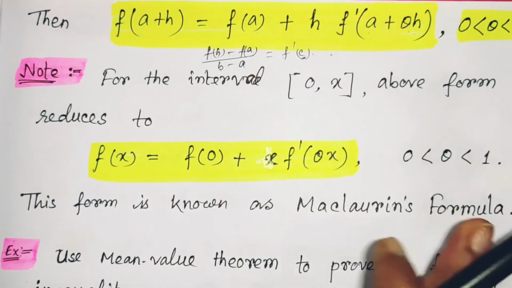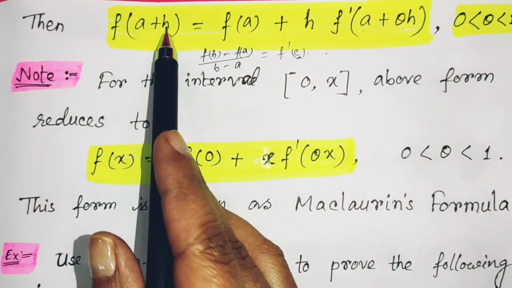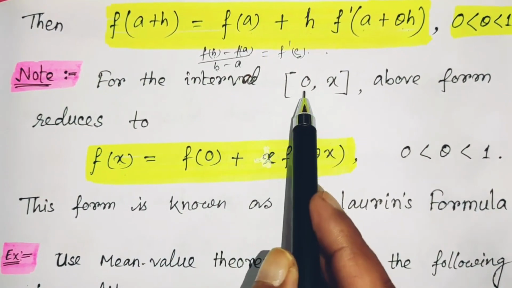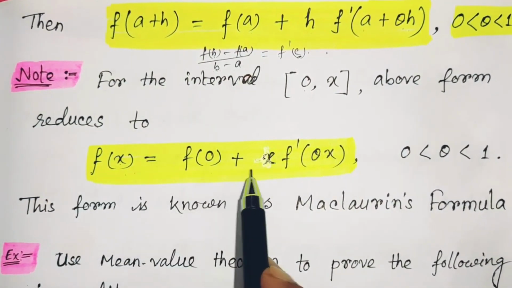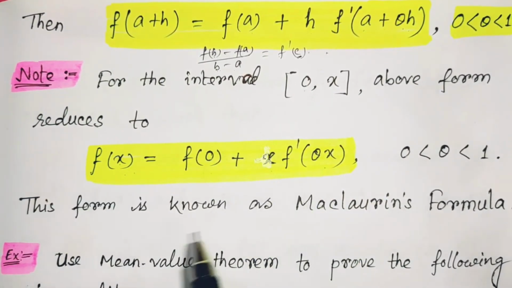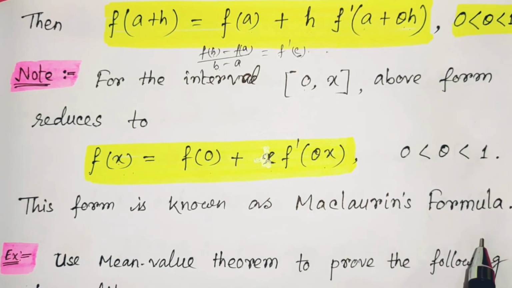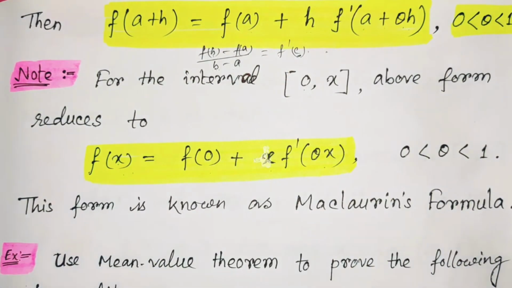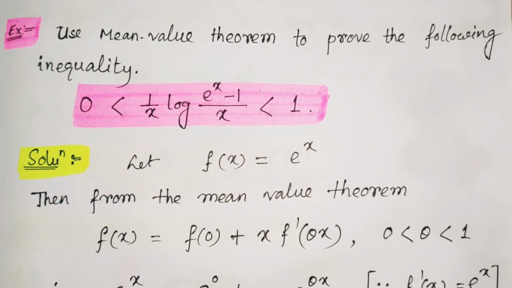then this above form we will find out as f of x. Instead of a plus h we should substitute x, and instead of a we should substitute 0, so that this one becomes f of x is equal to f of 0 plus x into f dash theta x. This particular form is known as the Maclaurin's formula. Okay, so just this different form of Lagrange mean value theorem, we do one more example here.